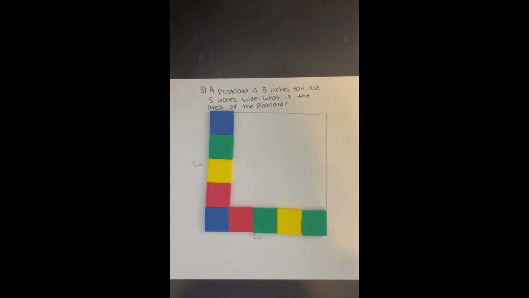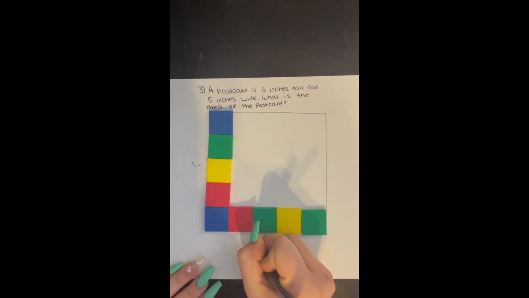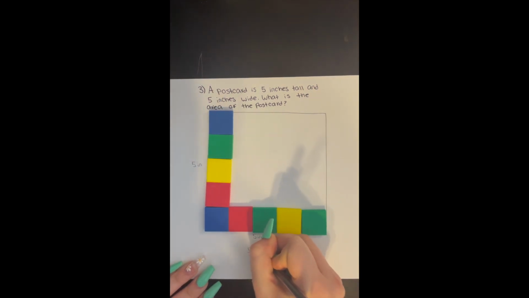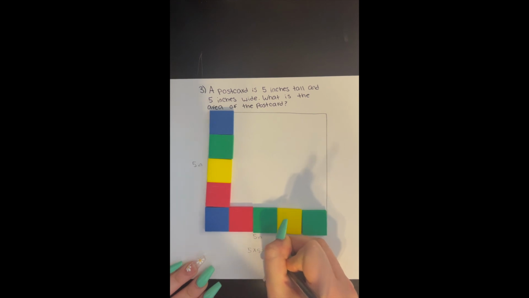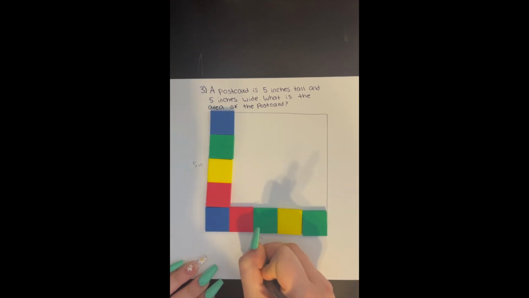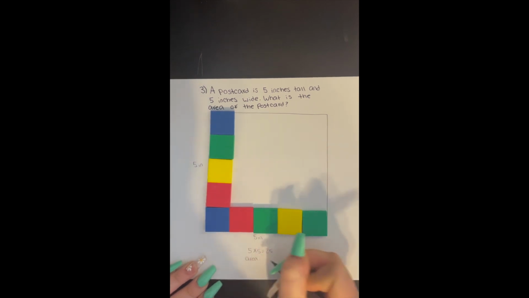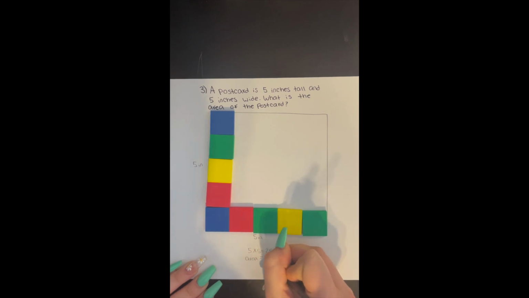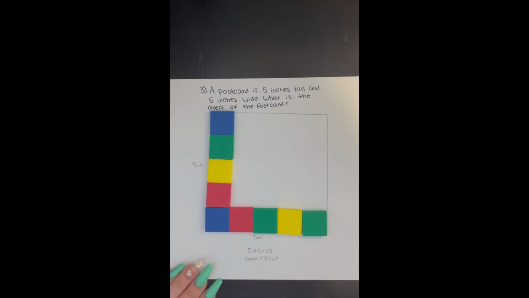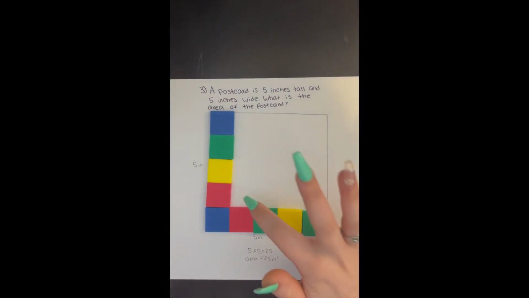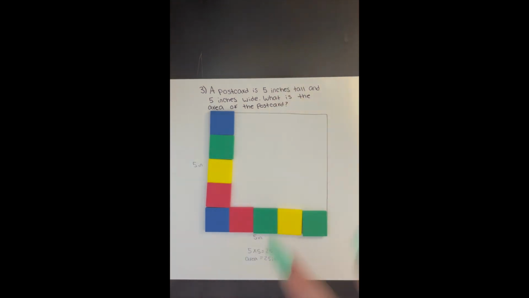So in this case, if each of these side lengths is 5, your students will just do 5 times 5. So the area of the postcard is 25 square inches. And once again, if needed, the students can go back in and fill in each of these spots to see that there will be 25 color tiles at the end.